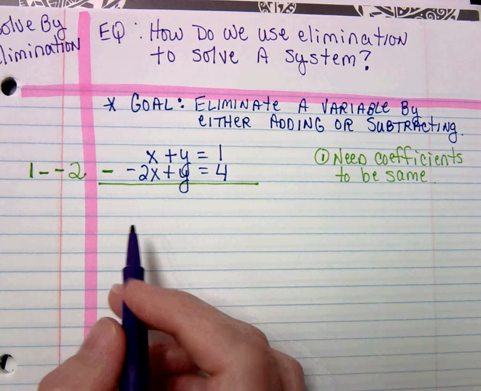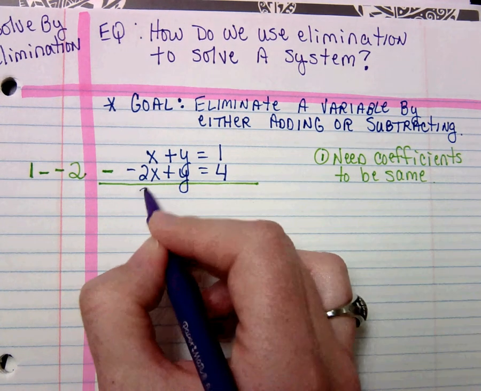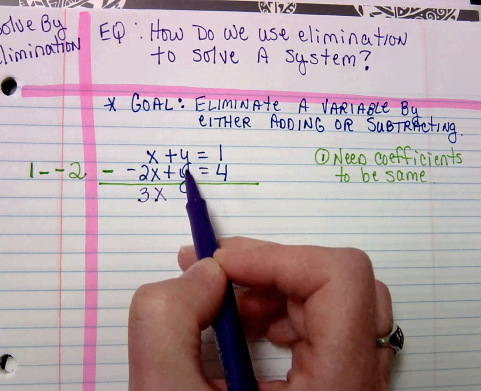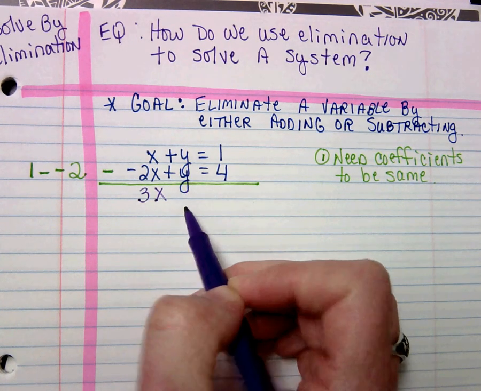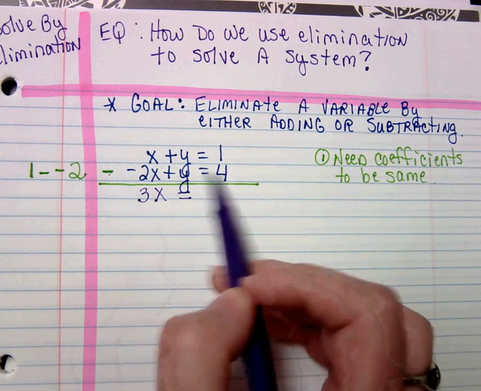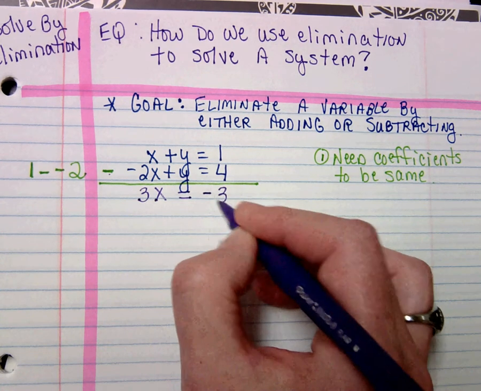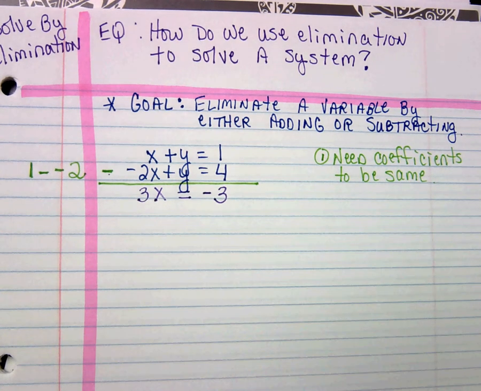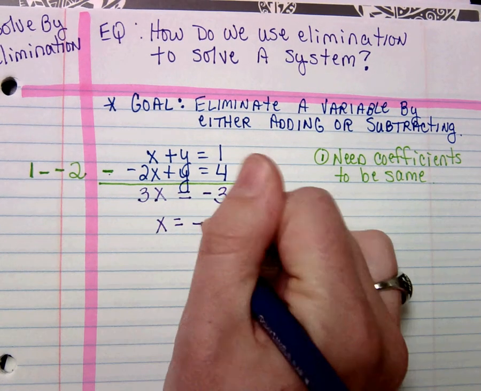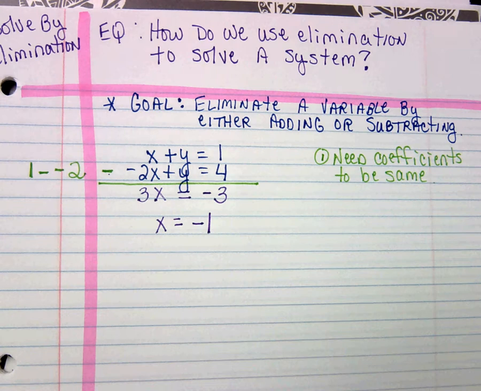1 minus -2 is 3x. Notice your y's are going to cancel out because y minus y is 0, equals 1 minus 4, which is -3. So notice our y's went away. And now we have this really simple equation that we can solve. We know we divide by 3, and we get x equals -1.